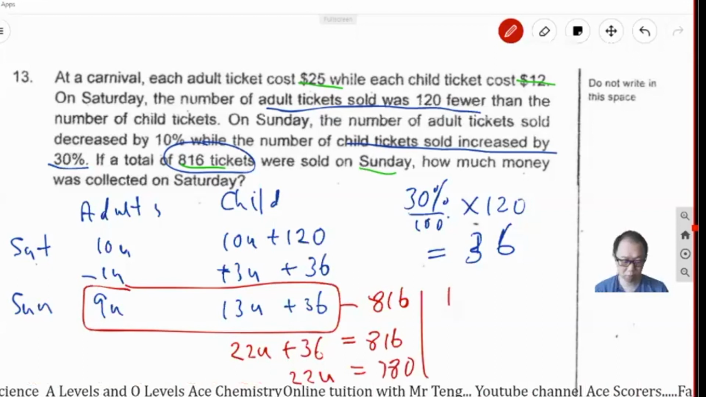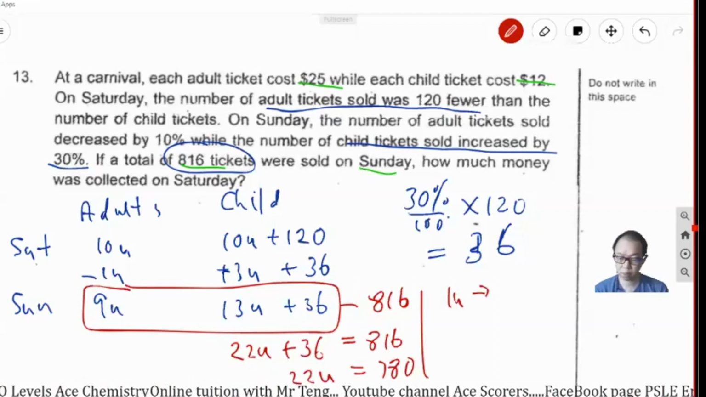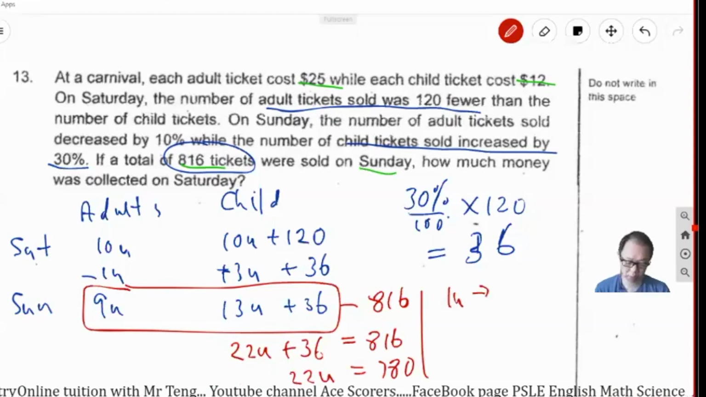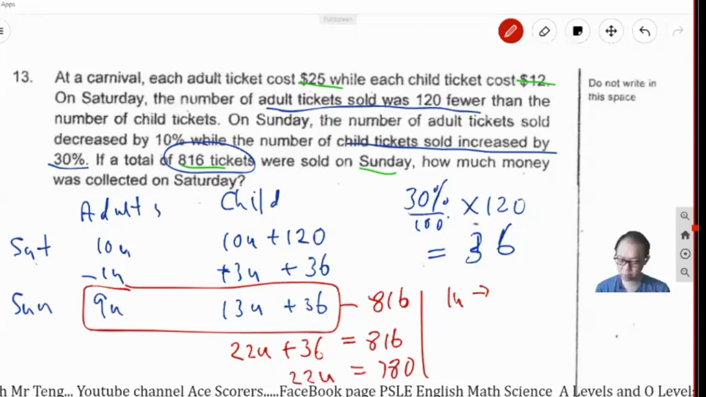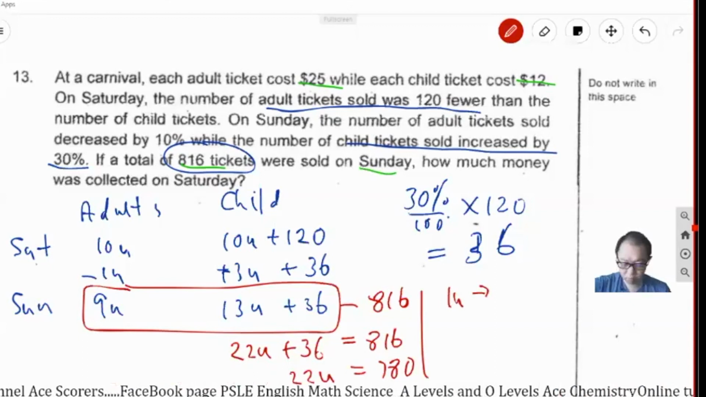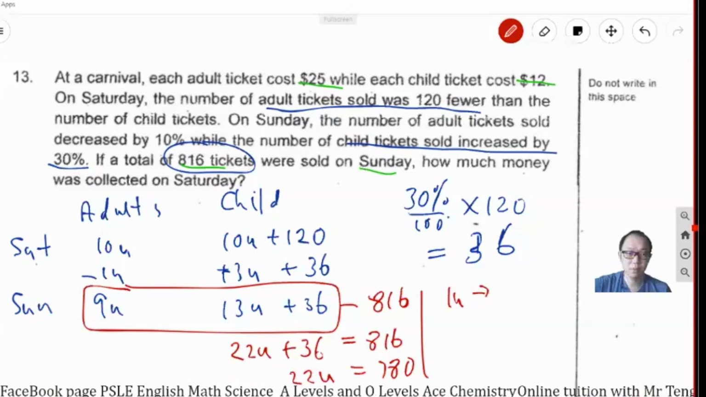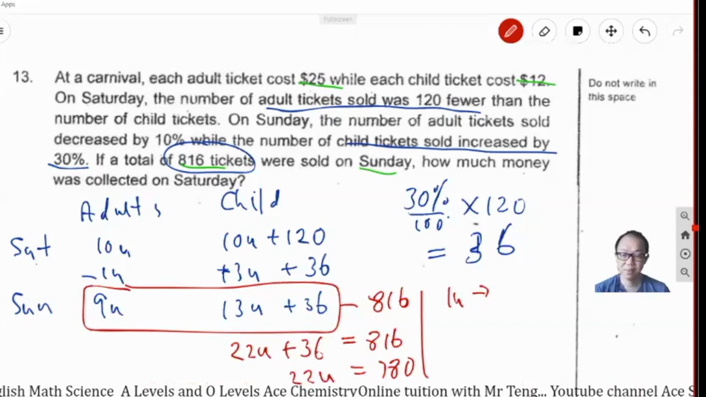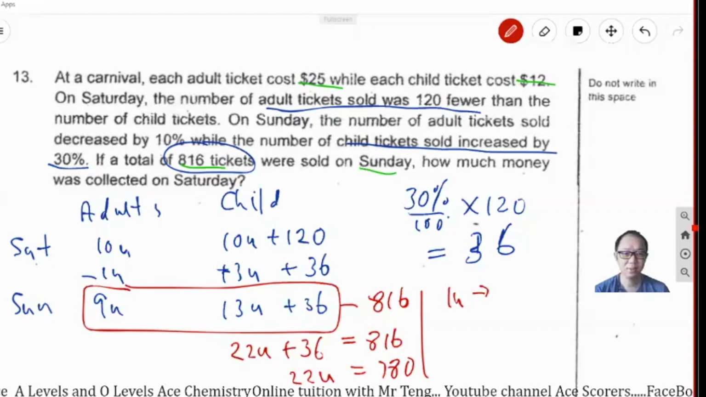Okay, which means 1 unit represents... Oh man, why do I get a decimal? 9 plus 13, correct? 816 minus 36 divided by 22. How much money is collected on Saturday? I got an error. Give me one moment. 11. Why do I get this nasty decimal? Wait, let me check the whole thing again.